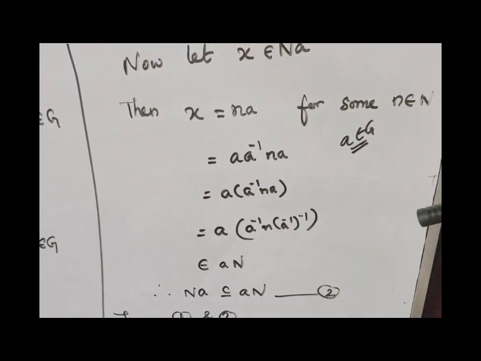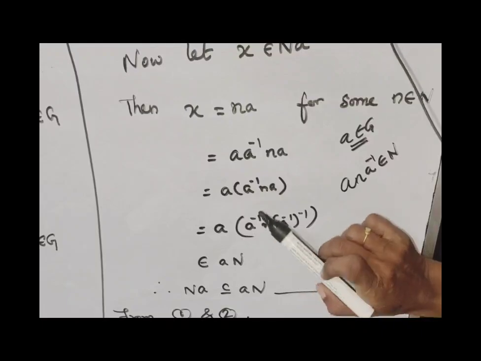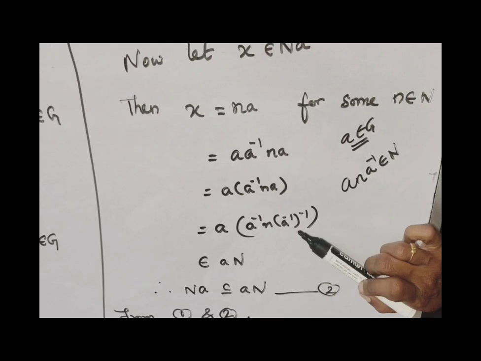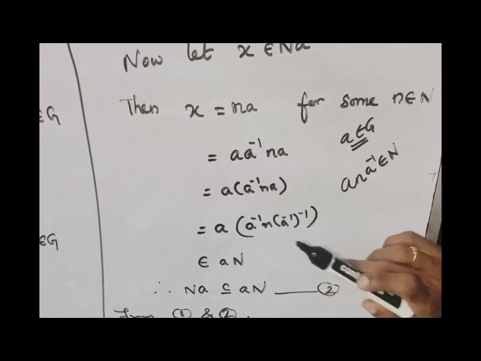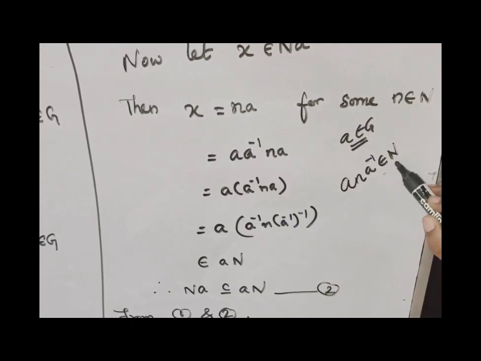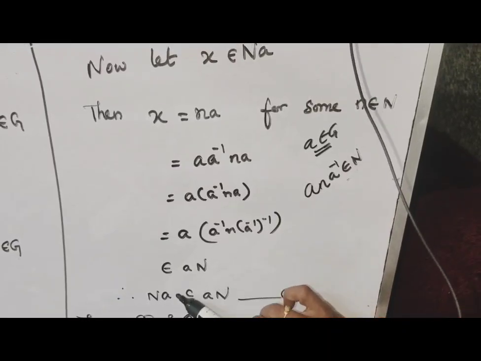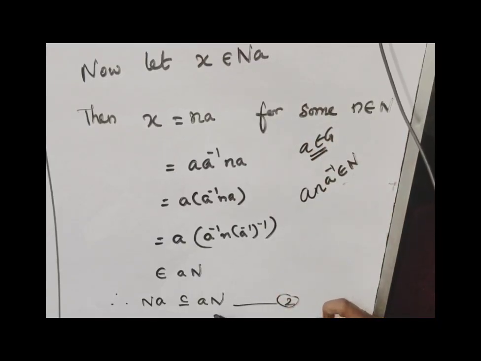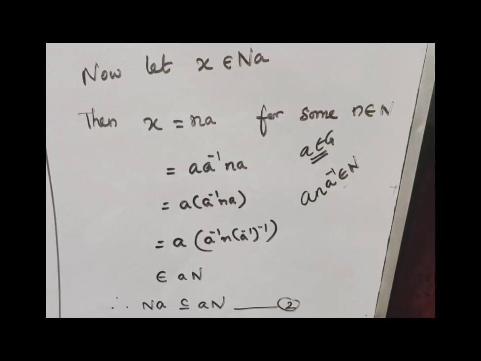We know that the fourth condition is a inverse belongs to N. But here we are having a inverse. I have to write a in the form of a inverse, therefore I am writing it as a inverse the whole inverse. Therefore, this term becomes a inverse n a inverse the whole inverse. Therefore, this is of the form a inverse belongs to N. In a similar way, this element belongs to capital N. Therefore, x taken in the right coset is now in the left coset, hence Na is contained in aN. Name it as equation number 2.